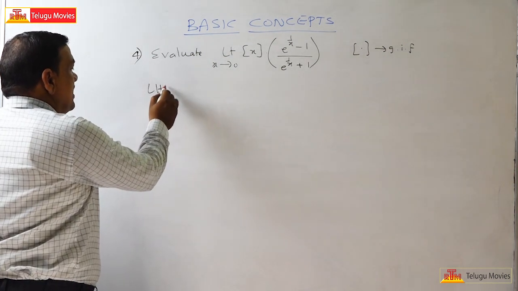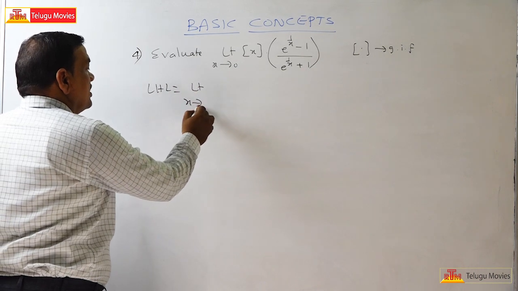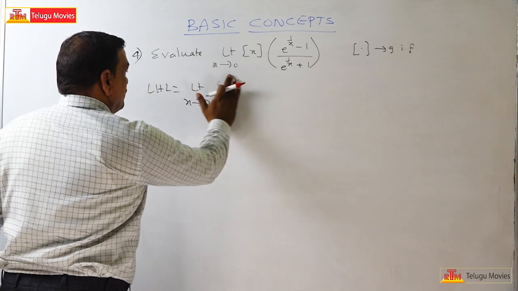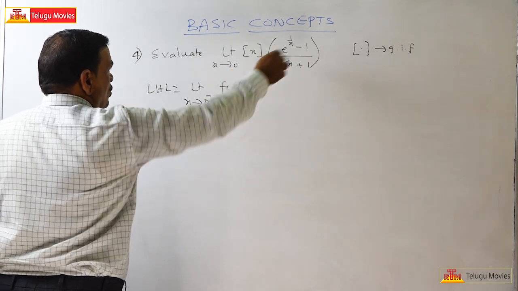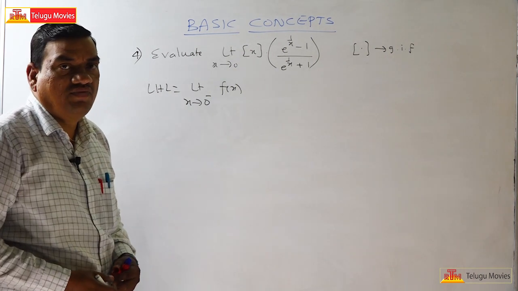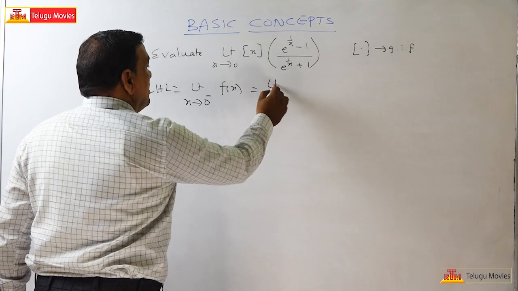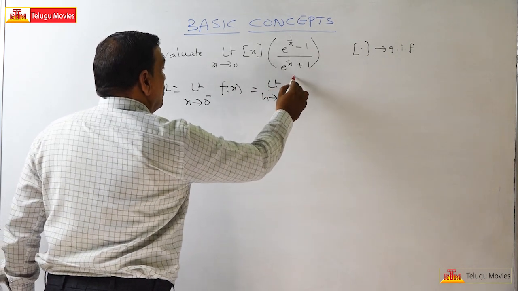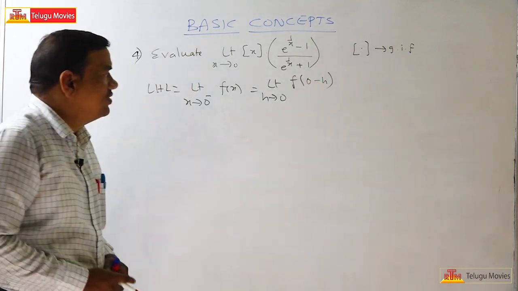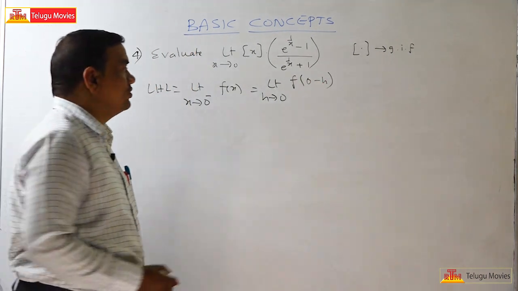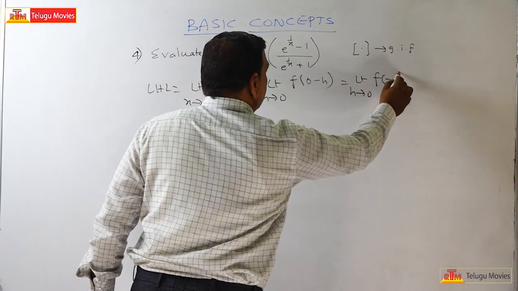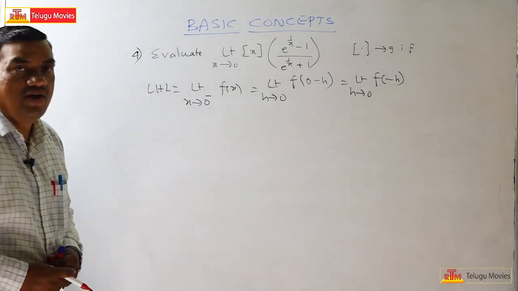See here, LHL, left, limit x tends to 0 minus. Some f of x, we call the total function f of x. This we convert into h, the infinitesimal definition. That is limit h tends to 0, f of 0 minus h. What you have to write down? 0 minus h you have to write down. So that is equal to limit h tends to 0, f of minus h.